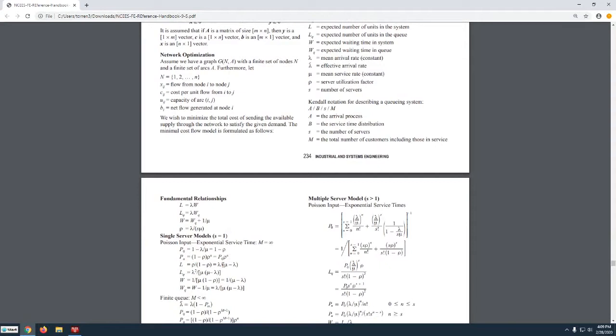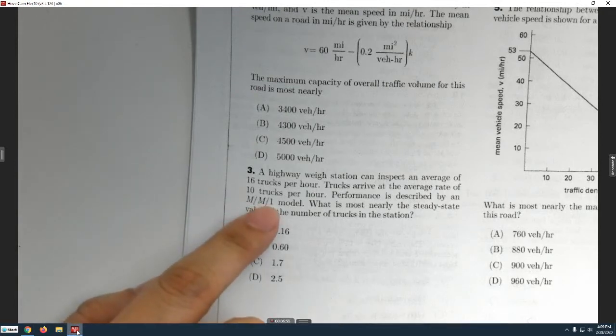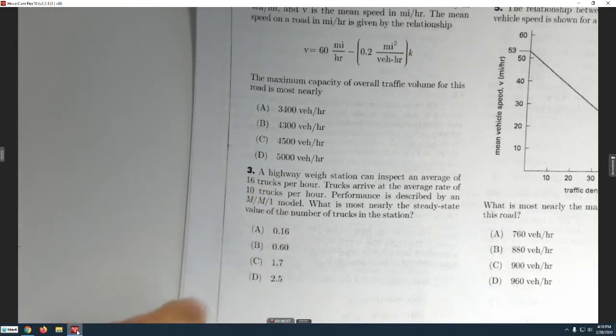Lambda is 10, and 10 over 16 minus 10 is 1.66. So 10 over 16 minus 10, you will get the L.